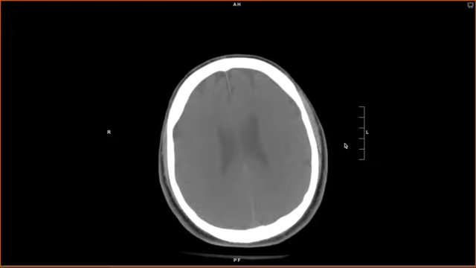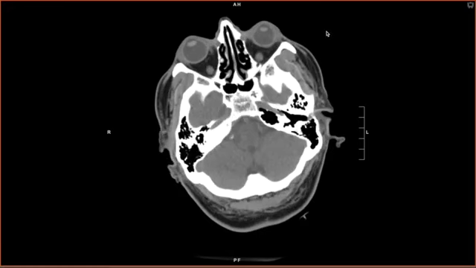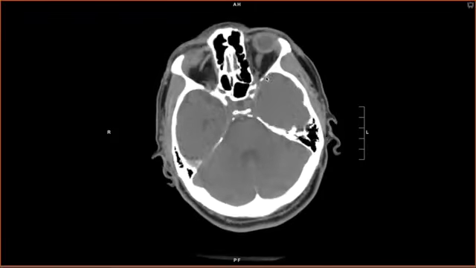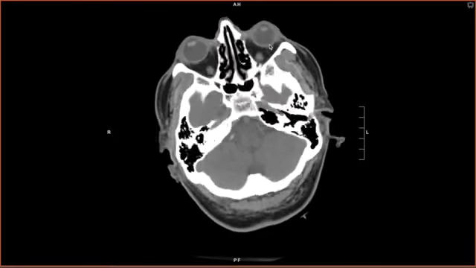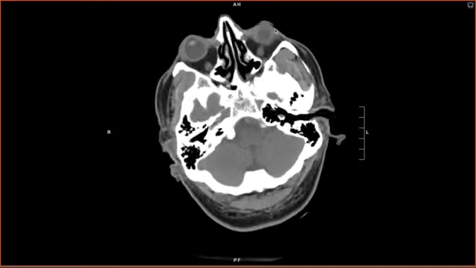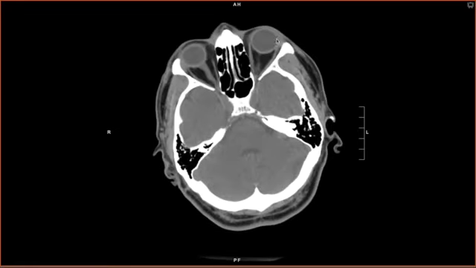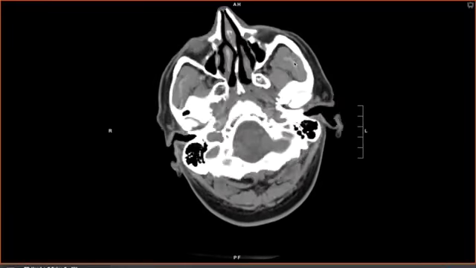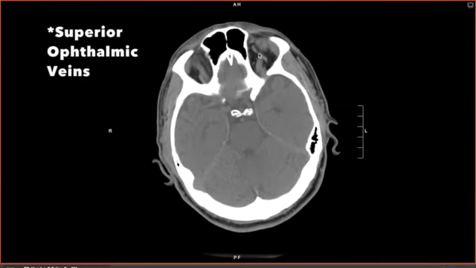I don't see anything. Next, I look at the orbits. Always look at the orbits. Slowly look through each of them, comparing them for symmetry as well. I look at the retrobulbar fat, look for any haziness or hemorrhage behind the globe, look for any air behind the globe. Look at the globe itself. This is the lens. I look at the optic nerves bilaterally and compare them, and the extraocular muscles to see if they're thickened. And the last thing I look for is the superior ophthalmic veins.